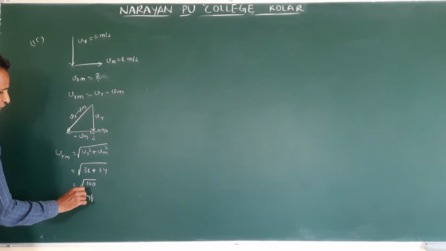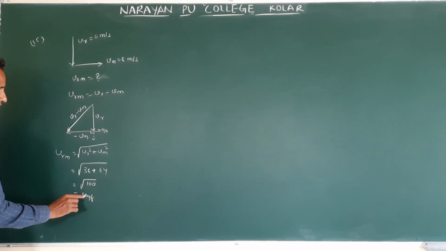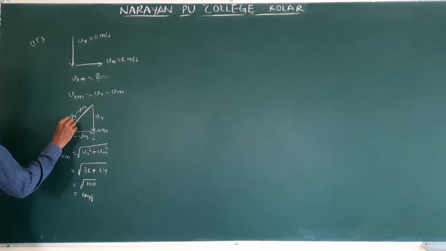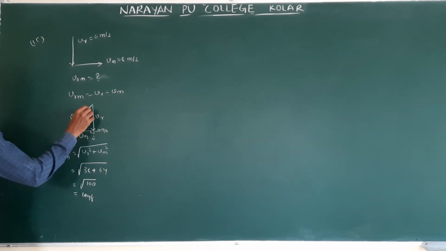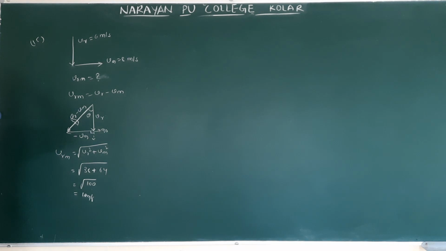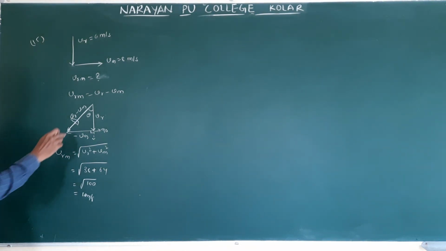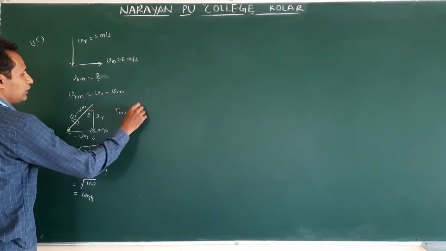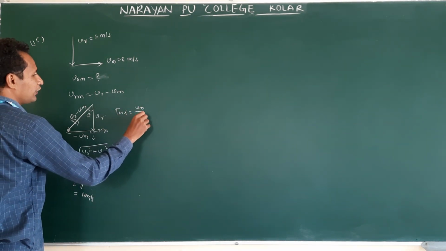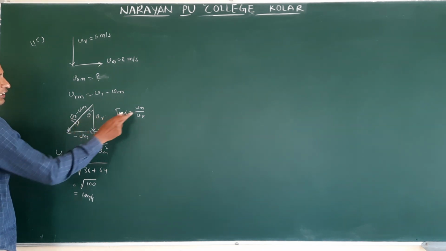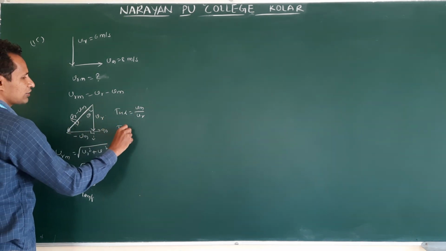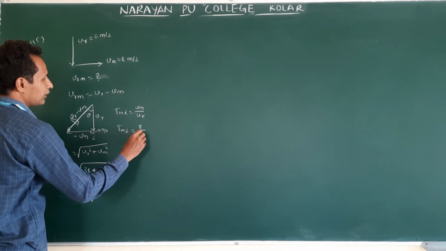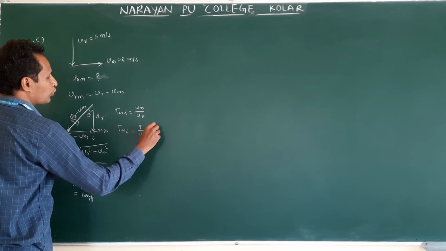Suppose they ask, at what angle he has to hold the umbrella to avoid getting wet. So this is the resultant, so he has to hold the umbrella in this direction. With the vertical, tan alpha is equal to Vm by Vr. If they ask with the horizontal, then you reverse it. Then tan alpha is equal to velocity of man 8 by rain 10. This is 4 by 5.